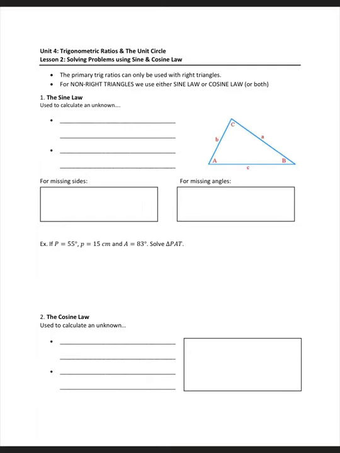Good morning, everyone. Today we're looking at Unit 4, Lesson 2, Solving Problems Using Sine and Cosine Law.